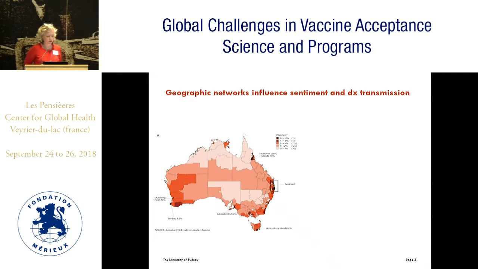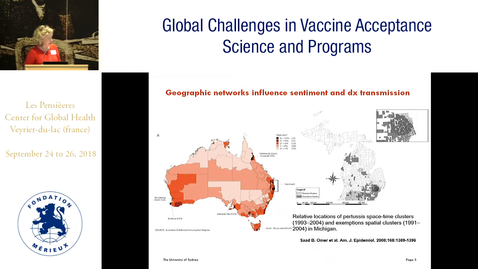So we know, first of all, that geographic networks influence sentiment about vaccination, and they reflect sentiment. We can see that with this map of Australia, which shows in darker colours the regions with higher rates of vaccine objection. Similarly, in the US, and this is from Saad's work, this is Michigan, looking at both exemption clusters mapped to pertussis clusters. So geographic networks influence and reflect both sentiment and diseases.